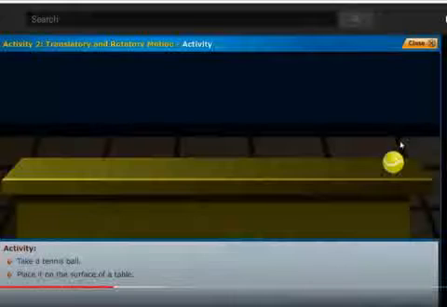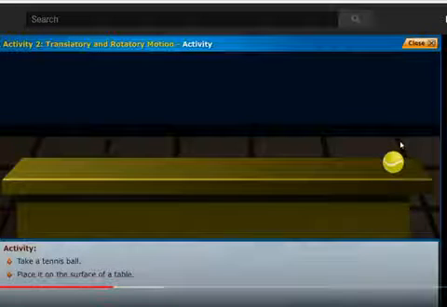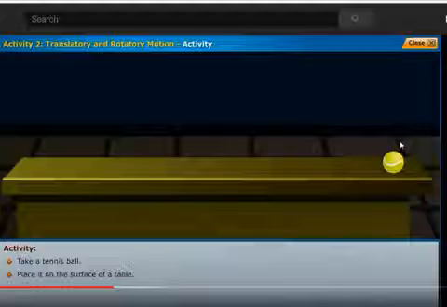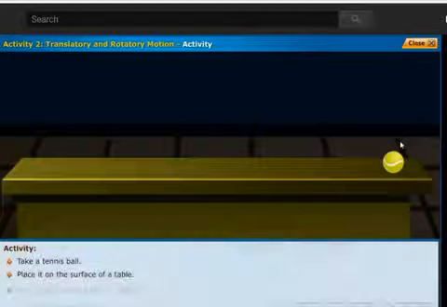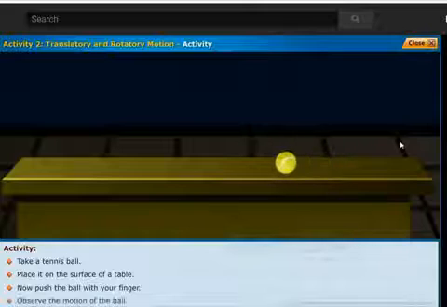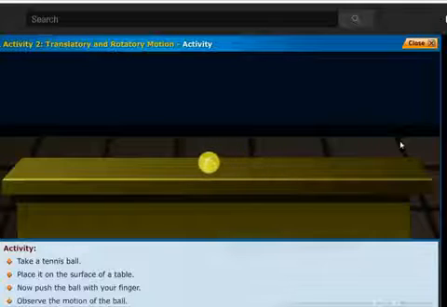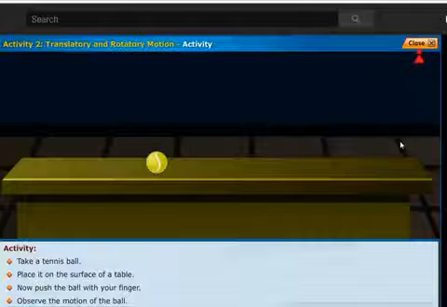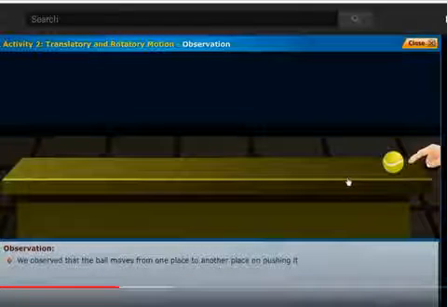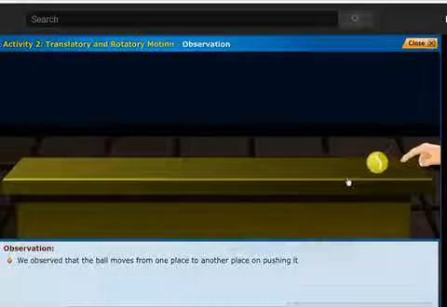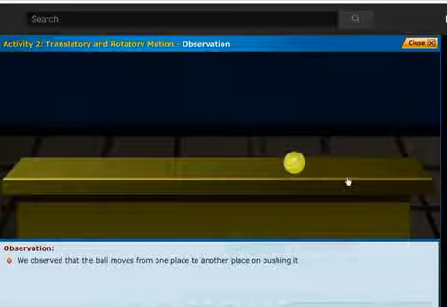Let us perform an activity on translatory and rotatory motion. Take a tennis ball, place it on the surface of a table. Now push the ball with your finger. Observe the motion of the ball. Observation: we observe that the ball moves from one place to another place on pushing it.